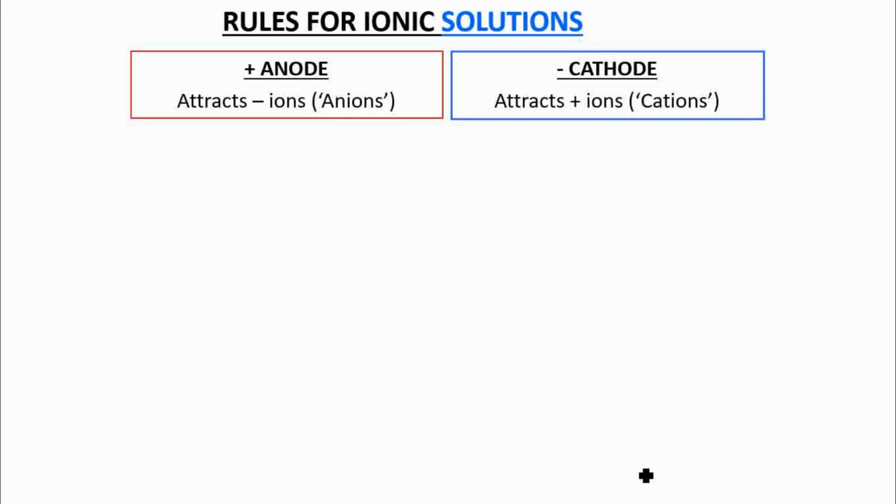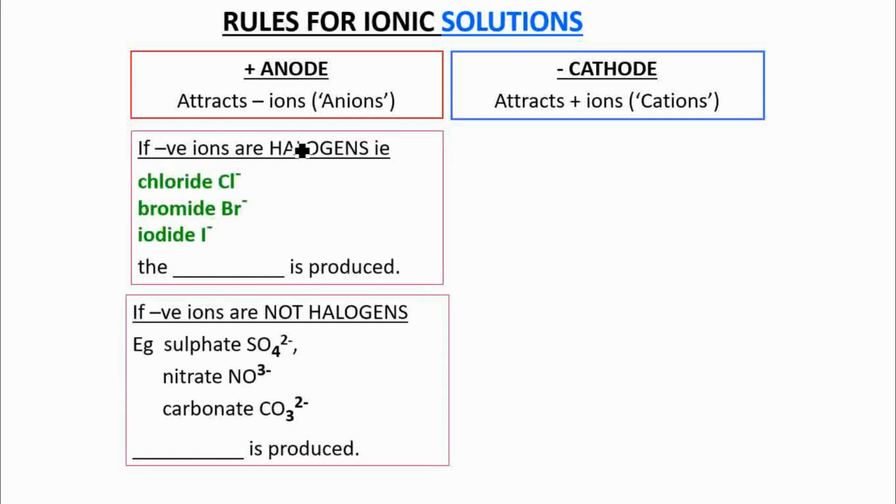So to summarize the 2 rules, at the anode, if you have negative ions, if you have a halogen or halide as they're called, the halogen is going to be formed. If you don't have a halogen, then oxygen is going to be formed, because remember, if you don't have it, hydroxide is the one that's going to be discharged.